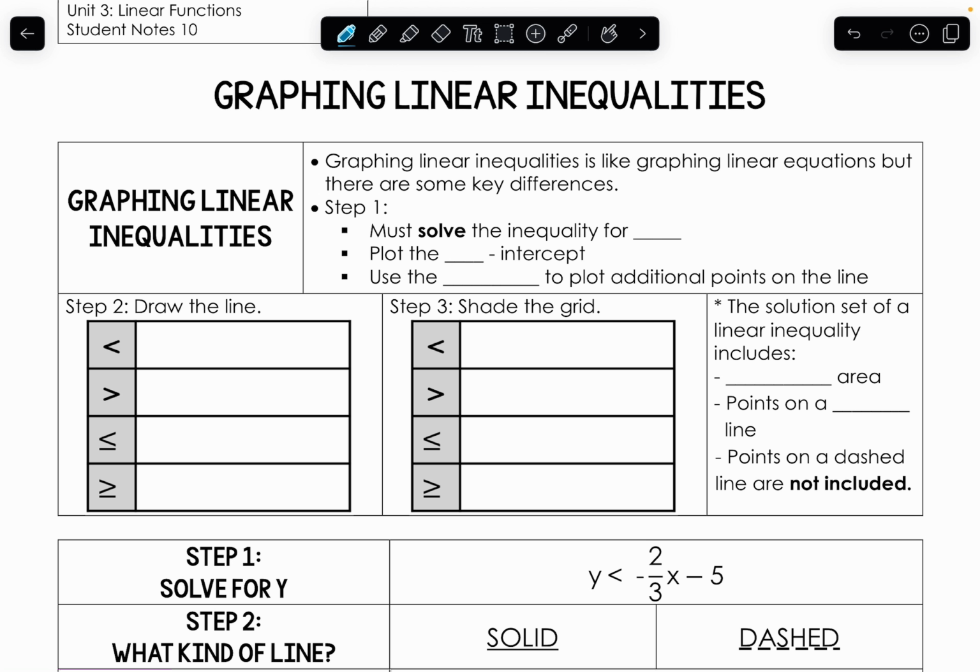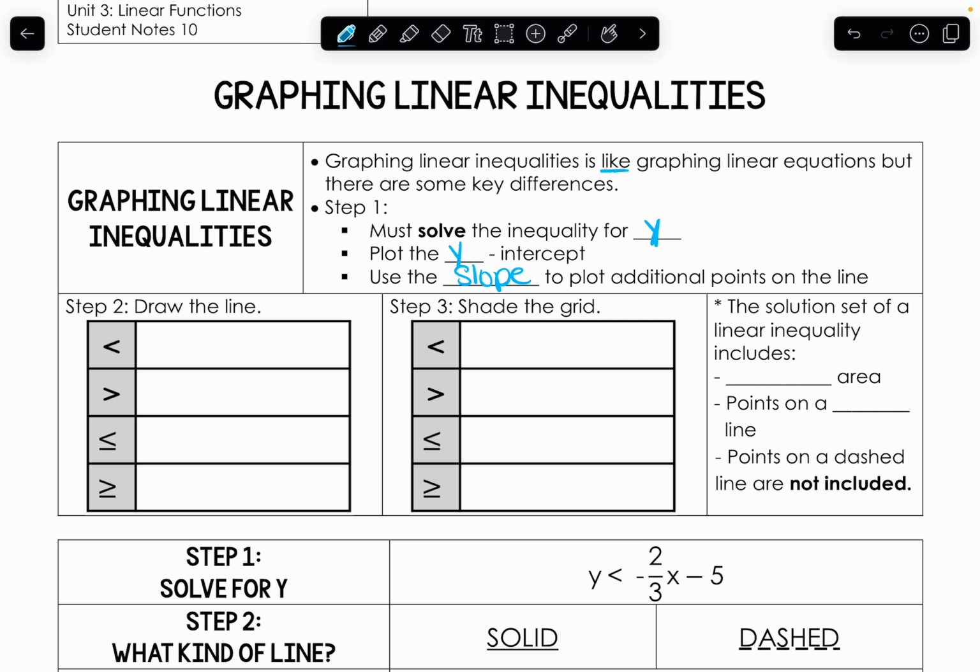So step one, you must solve the inequality for y. Similar to solving an equation, but you're solving an inequality. You're going to plot the y-intercept and use the slope to plot additional points on the line. So those of you that were struggling with graphing lines, this is going to be similar to that with a little bit extra. So make sure you are paying very close attention.